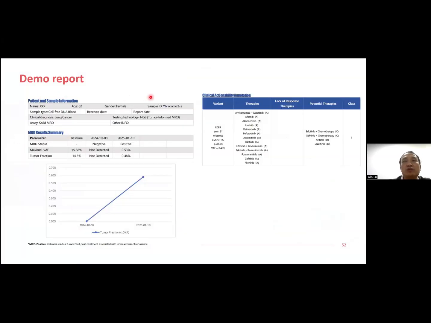This is a demo report. Here is the description of the patient, and here is the MRD summary: the baseline, the first time of MRD detection, the second time of MRD detection, and any other MRD detection of the follow-up. The follow-up picture will be drawn. And also the clinical action, the annotation of the variants will be output, as well as the variant details, the therapies recommended, and the class.